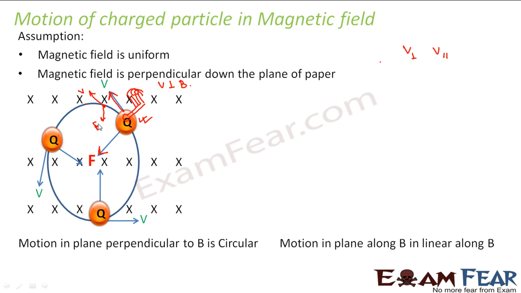So as a result of this, the magnetic force acts as a centripetal force and this particle is moving in a circular motion. So that means this is the result of the perpendicular component. This came from the perpendicular component of velocity, the component of velocity which is perpendicular with respect to the magnetic field.